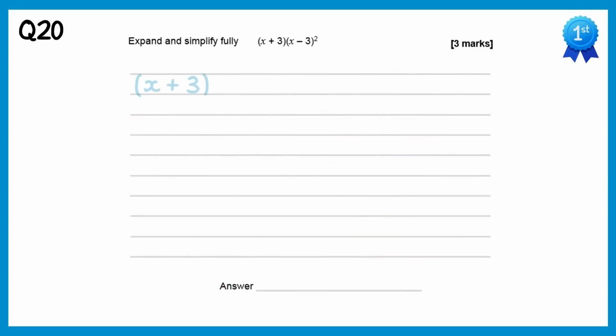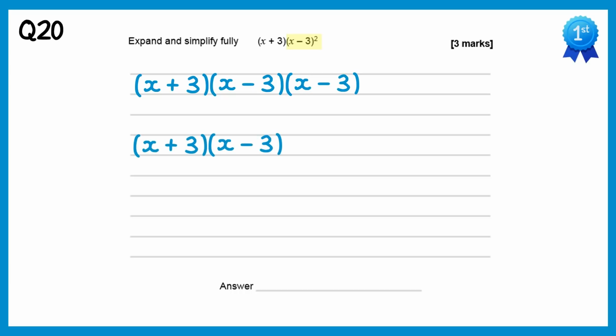For this question, we have x plus 3 times by x minus 3 squared. When you square a bracket, you just write that bracket twice. So it's x minus 3 and then another one. We're going to focus on the first two brackets. We'll expand these using FOIL. So x times x is x squared, x times negative 3 is negative 3x, 3 times x is plus 3x, and 3 times negative 3 is negative 9. You can then simplify these terms: negative 3x add 3x is 0, so these cancel out and we're left with x squared minus 9.